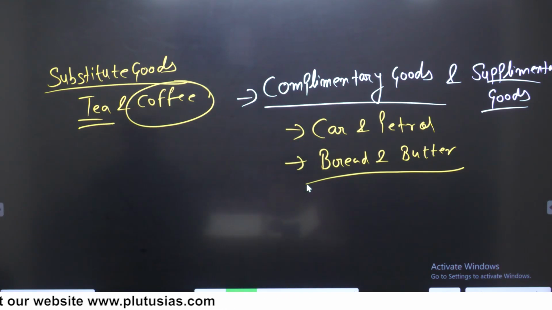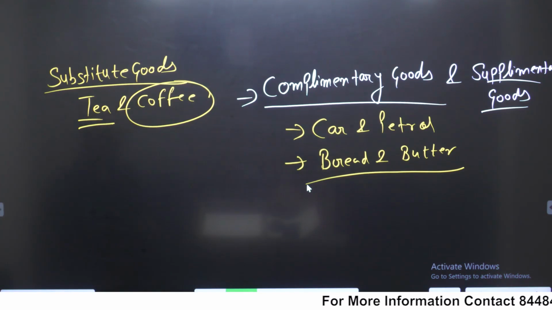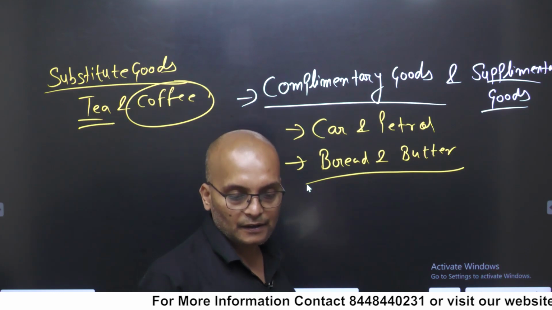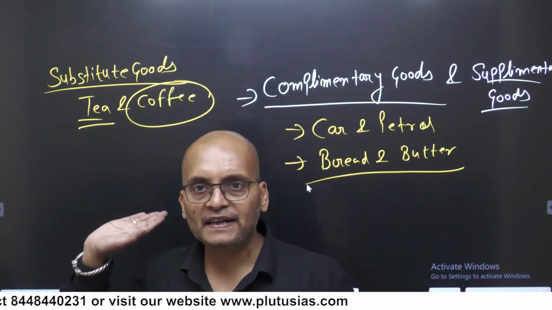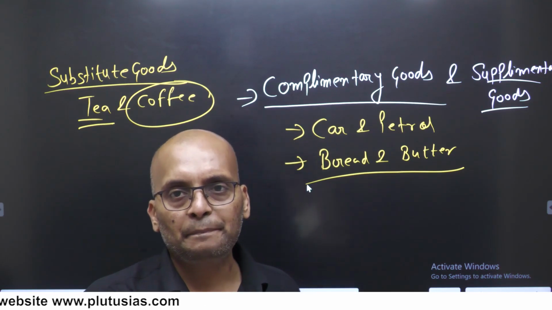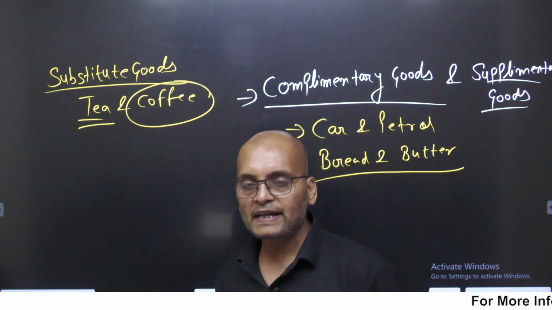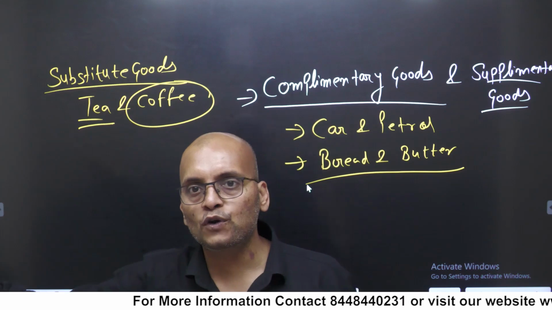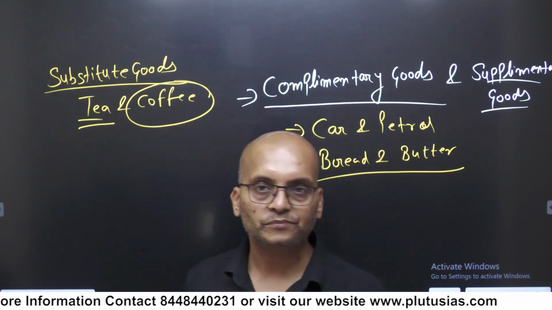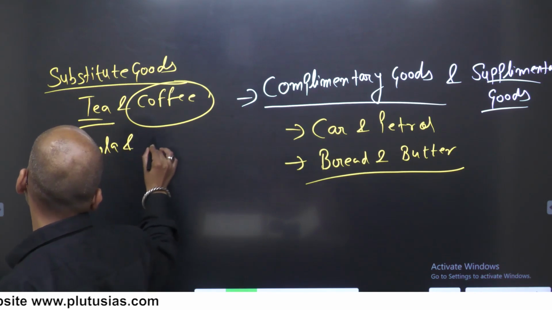Understood what complementary goods are? Okay. Now pay attention, everyone. Note it down if you want. You can note it with a different color or on another page, what supplementary and complementary goods are. And you can also note substitute goods, where you can use one good in place of another, like Cola and Thumbs Up.